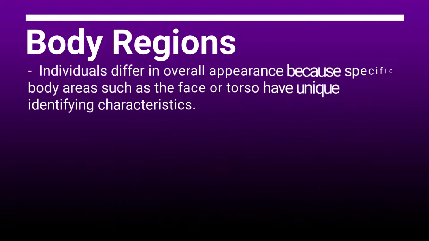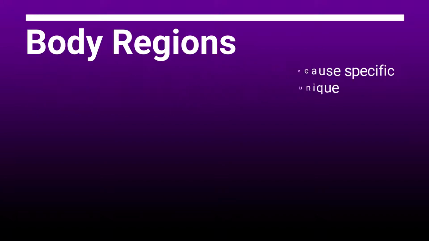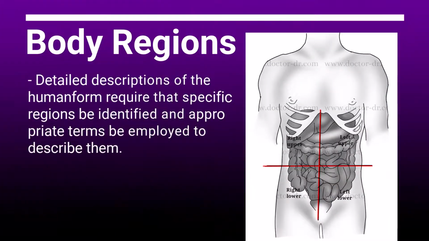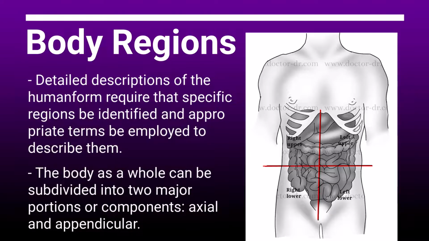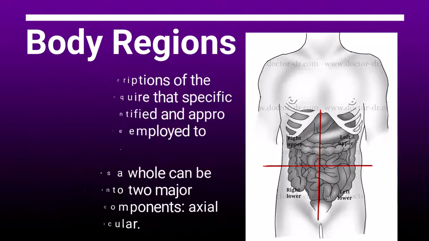Individuals differ in overall appearance because specific body areas such as the face or torso have unique identifying characteristics. Detailed description of the human form requires that specific regions can be identified and appropriate terms can be employed to describe them. As you can see in this figure, the body as a whole can be subdivided into two major portions or components: axial and appendicular.